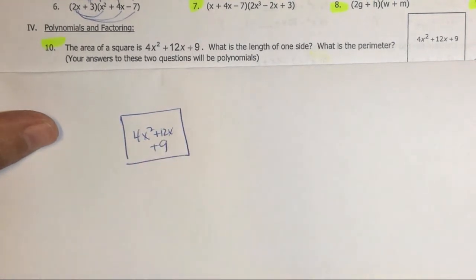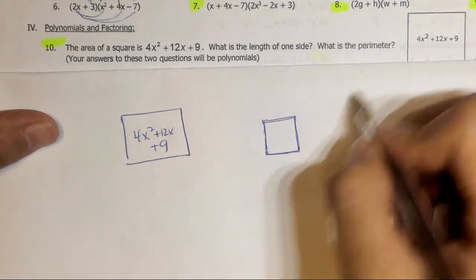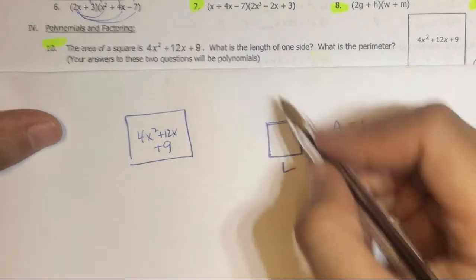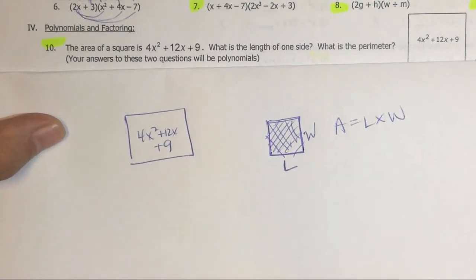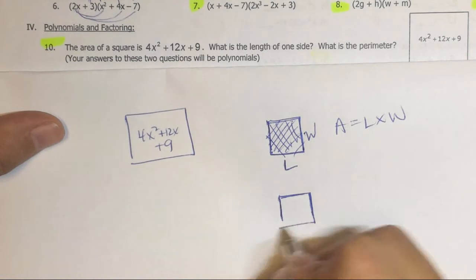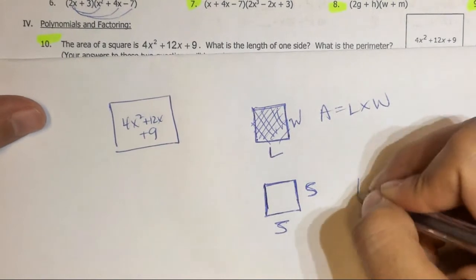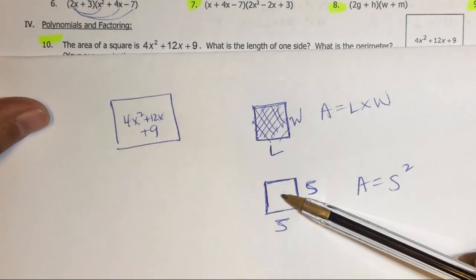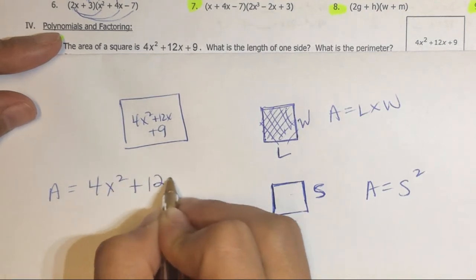So here's the deal, guys. You remember, to find the area of a square or even a rectangle, area is length times width. So this is your length and this is your width. That's how you find the total area. But that's for any rectangular shape. Something unique about a square is the sides are the same, so your length and your width are going to be the same. So I can rewrite my area equation as side squared. This length times this length gives me the area. I know that the area is 4x squared plus 12x plus 9.